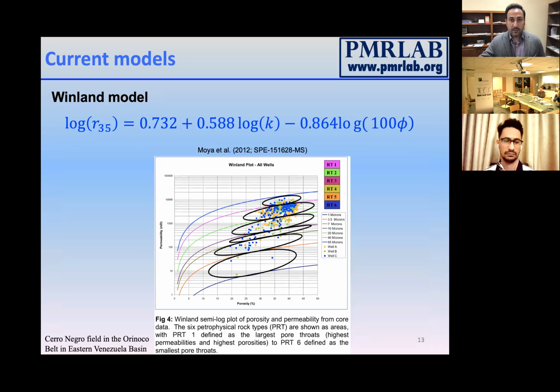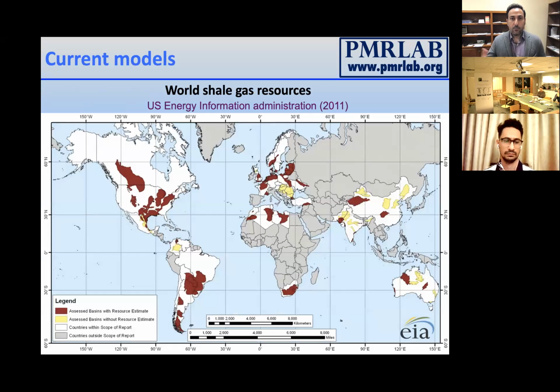The way it can be done is that typically people plot permeability as a function of porosity, and then they plot different R35 values, and they classify rocks based on samples having very similar R35 values. This is one example from Moya et al. But the point is, Winland proposed a relationship mainly based on conventional reservoir rocks.